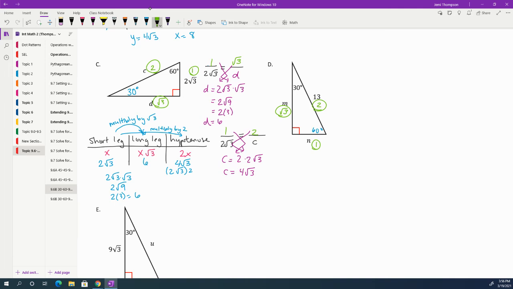All right, let's see. I have 2 and 13 is my known. And I want to find, I don't know, let's go for n. First cross multiply. Divide by 2 to solve for n. And I'm going to leave this as 13 over 2. It's equivalent to write it as 6.5, but I'm going to leave it as 13 over 2.